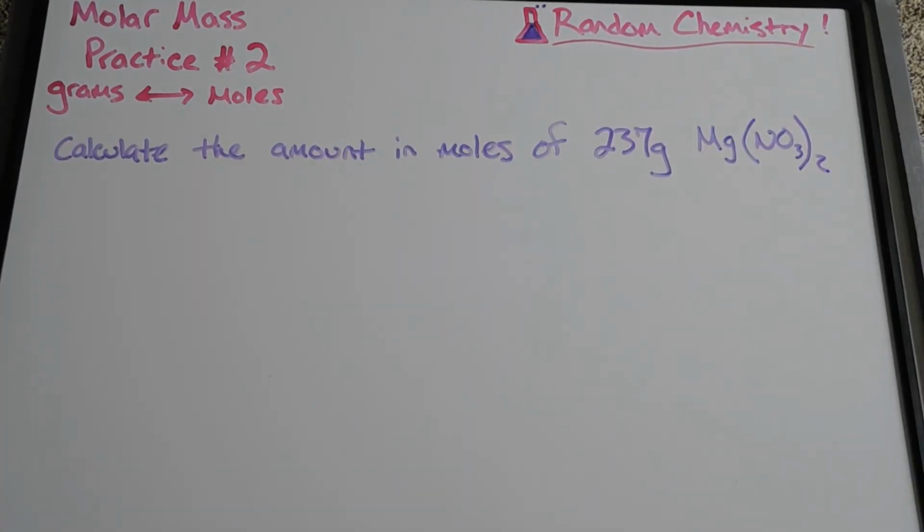Alright, here's our second equation. We need to calculate the amount of moles in 237 grams of magnesium nitrate. So our first step is to calculate the molar mass of that formula, and we do that by going to the periodic table.